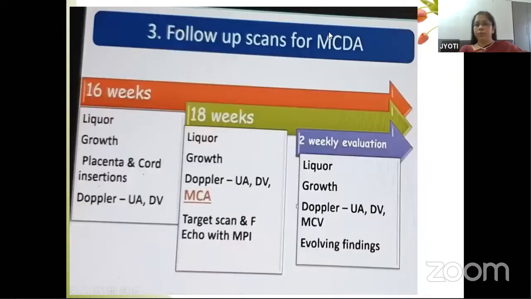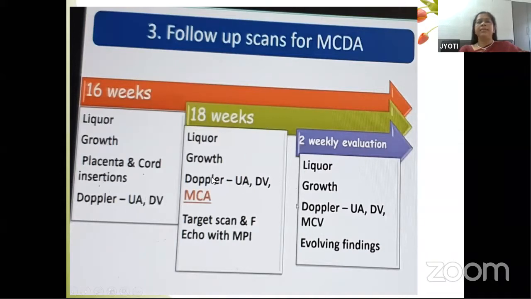So what do we do? We have to start looking at these fetuses as early as 16 weeks, and we have to look at them every 2 weeks. And what do you look for? You look for the liquor, you look for the growth, you look for the placenta and cord insertion. This cord insertion aspect is very important, which I'm going to discuss in a subsequent slide. And you have to look at the Dopplers as early as 16 weeks, the umbilical artery and the DV.